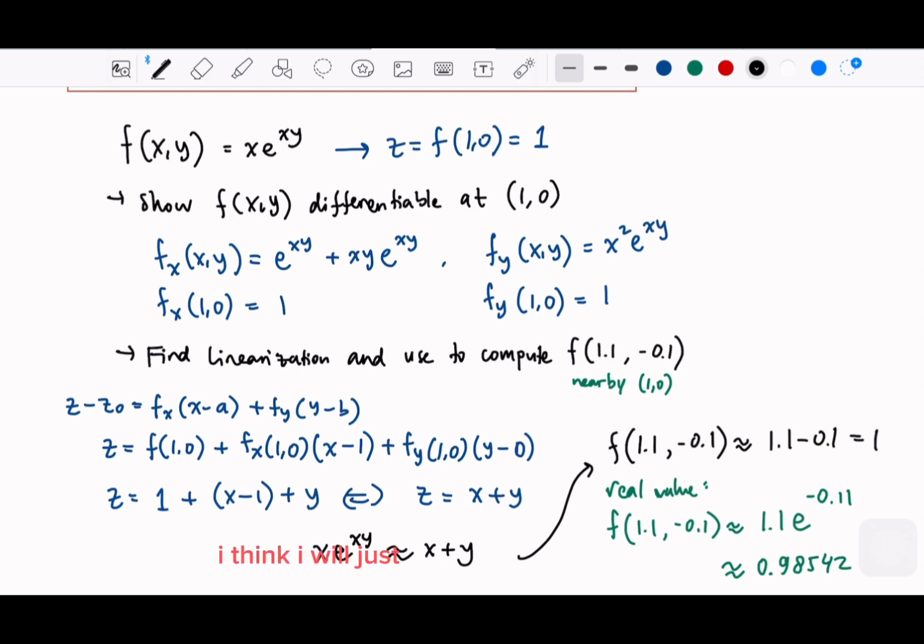Okay. I think I will just end here for now. So next week we are continuing from the chain rule, and perhaps next week we are going to finish chapter 14. There are a few sections that I think I will skip.